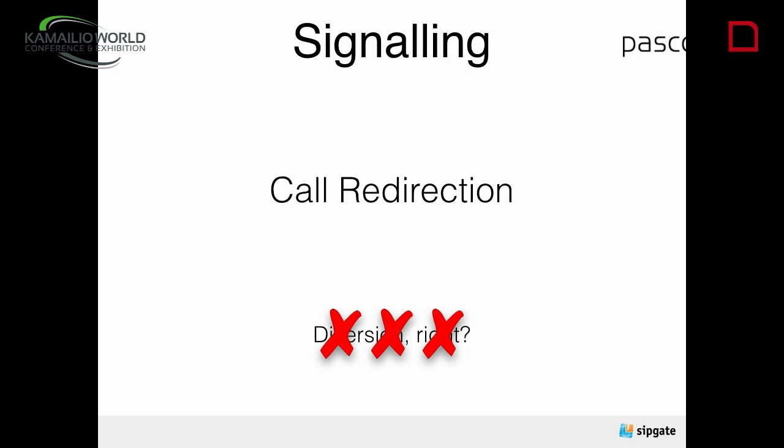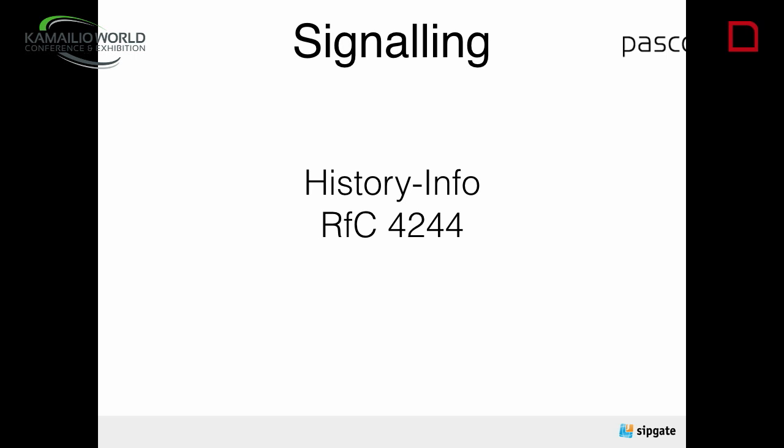Who knows that actually Diversion, or who has read the standard lately? It starts with, this is for archive purposes only, and Diversion never made it into a standard. Actually, there's another one. It's called History-Info. And of course, this one is the actual standard for indicating redirection. But the fun part is, I found no open source project actually supporting it.